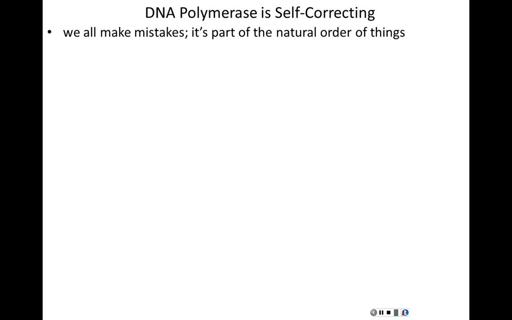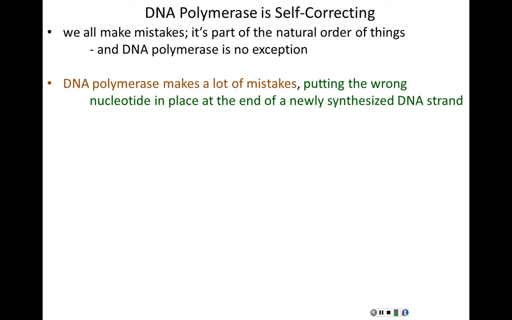So that's how the DNA is made, but we said in the intro that DNA polymerase and DNA replication is also self-correcting, that we have some proofreading mechanisms there. Well, we all make mistakes. Part of the natural order of life is that things don't always go as planned, and mistakes are made. Life tends towards chaos, and mistakes are part of that. So DNA is no exception to that rule. DNA polymerase, as good as it is, makes plenty of mistakes. And those mistakes largely include getting the wrong nucleotide into the reaction center of the enzyme, and then putting that wrong nucleotide into the newly synthesized DNA strand.